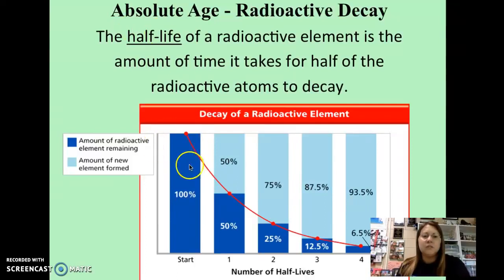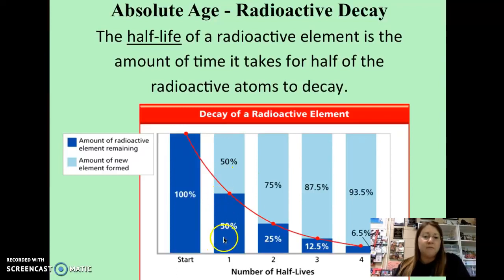So we start with 100% of the radioactive element, and after a half-life, after half of it has broken down, we end up with only 50% of that radioactive element remaining. So what happened to the other 50%? Well, you had energy emissions of those radioactive particles, so you end up with 50% of the new element that is formed as that radioactive element is breaking down.